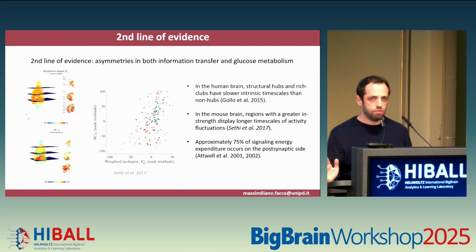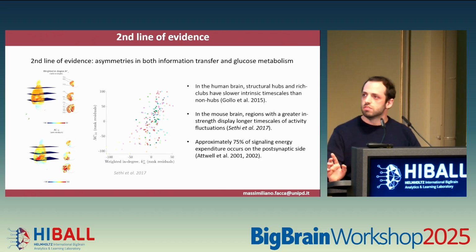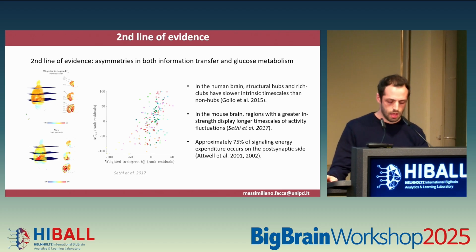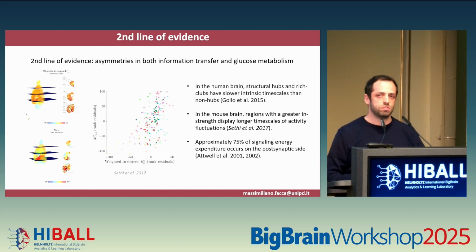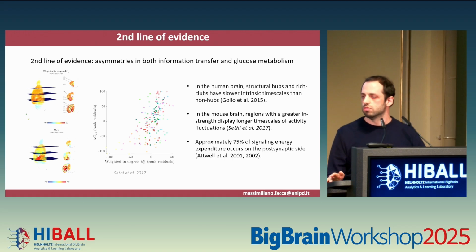The second line of evidence instead refers to asymmetries in both information transfer atop the structural connectome as well as glucose metabolism, because several studies have shown that hubs of the human brain operate at slower timescales as compared to peripheral areas. And in the mouse brain, in-degree hubs have shown slower timescales as compared to out-degree hubs. And the same asymmetry occurs with glucose, because Attwell has shown that most of glucose consumption happens at the level of the postsynaptic neuron, which, if we scale this to the system level, indicates that in-degree hubs should have both higher glucose metabolism as well as slower timescales and stronger long-range temporal correlation.